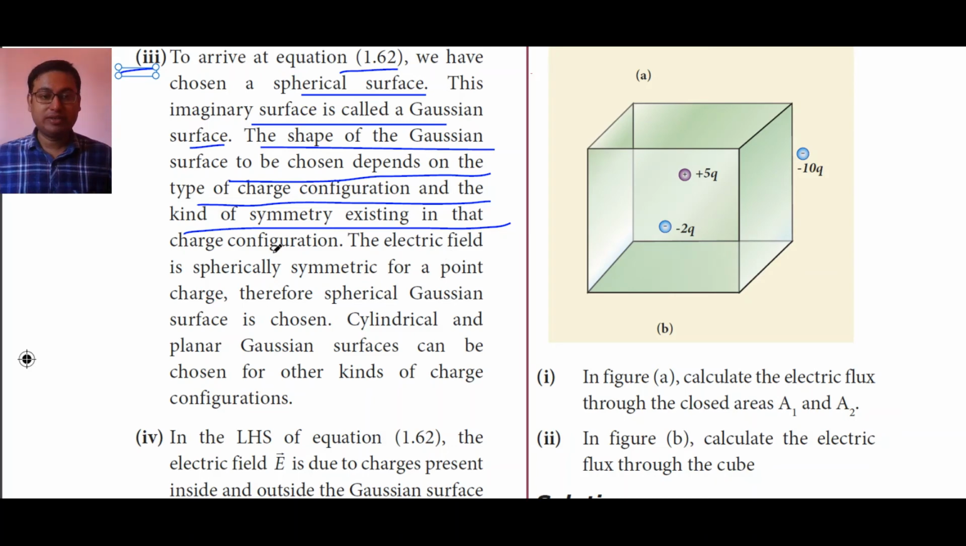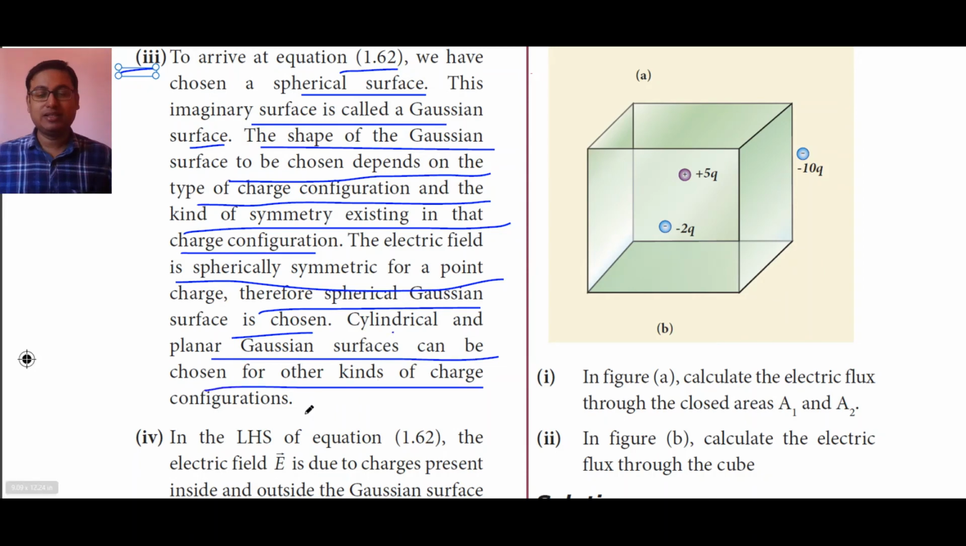The electric field is spherically symmetric for a point charge, therefore a spherical Gaussian surface is chosen. We know very well that from either a positive charge or a negative charge, electric field lines come out, and that is spherically symmetric. That is why in our previous equations in Gauss law we have taken a spherical surface. If we have a cylindrical surface or planar surface, what can be done? Cylindrical and planar Gaussian surfaces can be chosen for other kinds of charge configurations. But there will not be any such difference between the earlier equation and this topic.